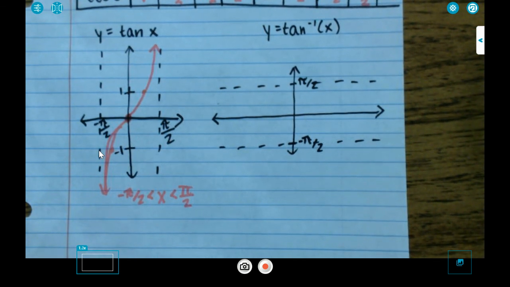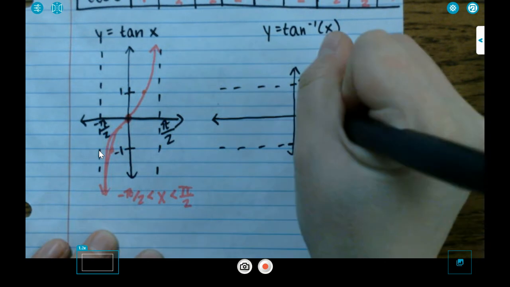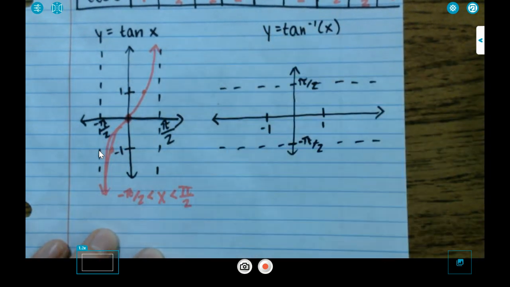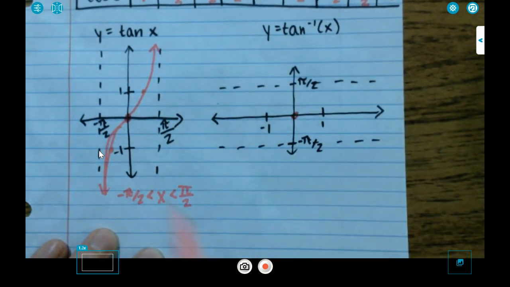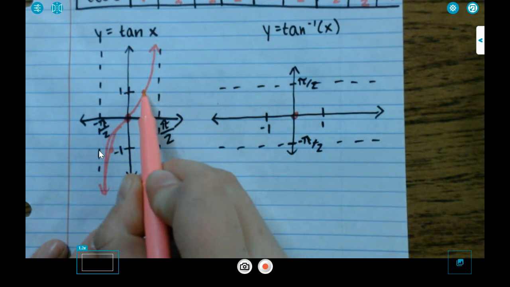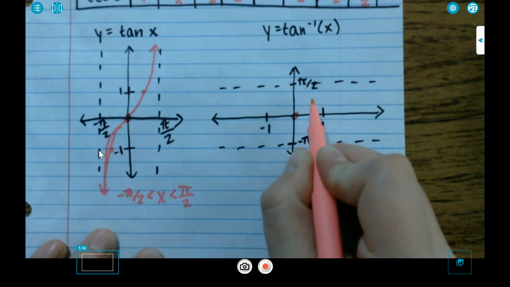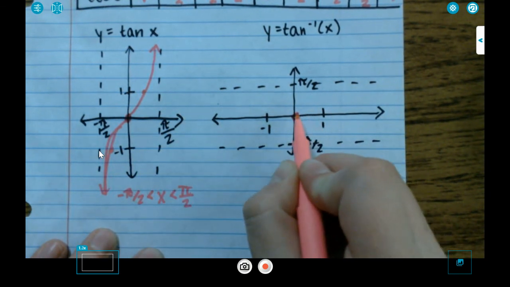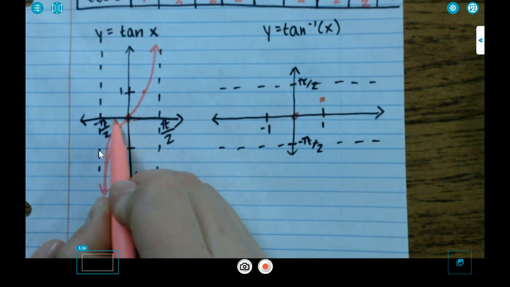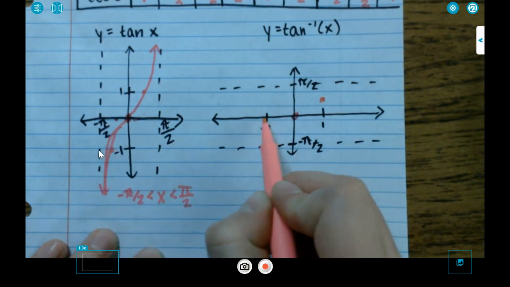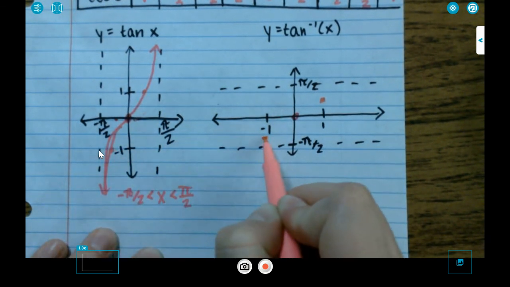Okay, so then I had a point at, I should label this as like 1 and negative 1. I had a point at 0, 0, so I still have a point at 0, 0. And then I had a point at pi over 4, 1. So I should have a point at 1, pi over 4. And then I had a point at negative pi over 4, negative 1. So I should have a point at negative 1, negative pi over 4.